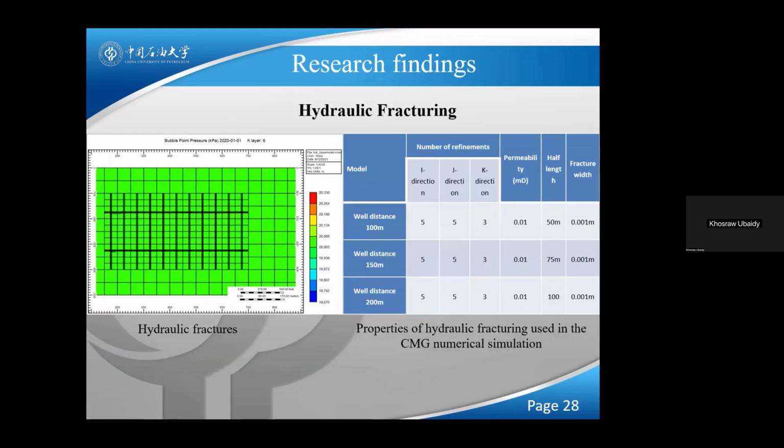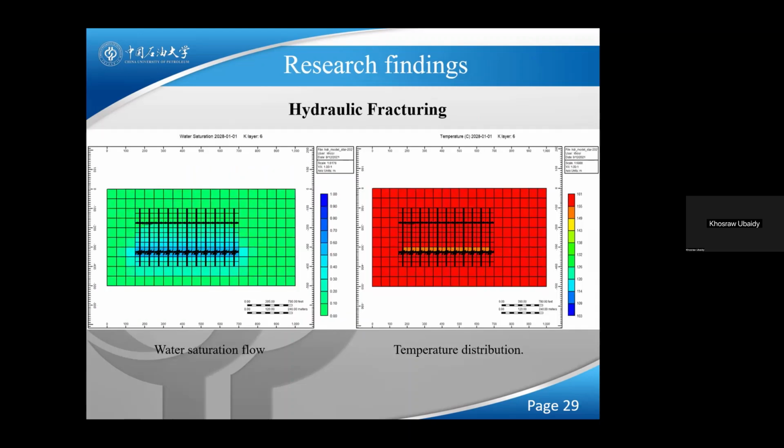And this for hydraulic fracturing, it's also shown here, and also the properties for well distance. We already selected three well distances: 100 first, second 150, and then 200. Then finally, we find out which one is our optimal. And also here, water saturation flow, which we can see here.